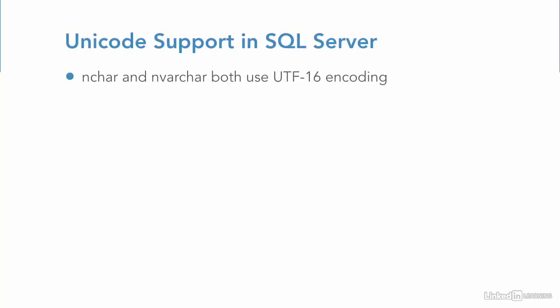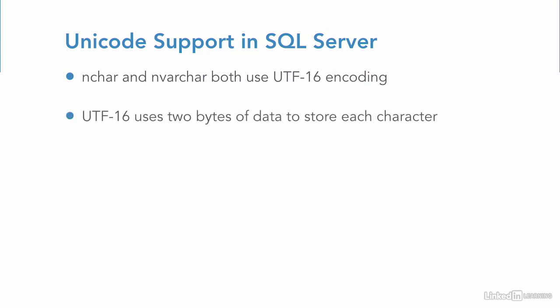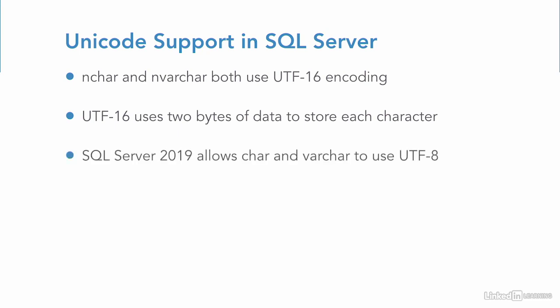SQL Server's previous Unicode-compliant text data types, nchar and nvarchar, both use the UTF-16 encoding to store all of these characters. UTF-16 uses 2 bytes of data to store each character in the complete Unicode set, and this remains unchanged in SQL Server 2019. With a UTF-8 encoding enabled on char and varchar columns, you can now store the complete Unicode character set with these data types as well.